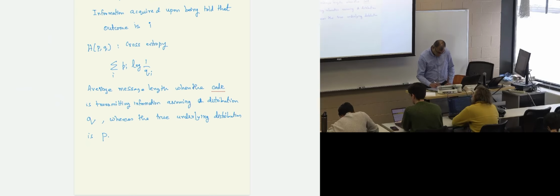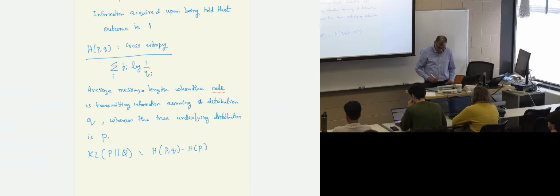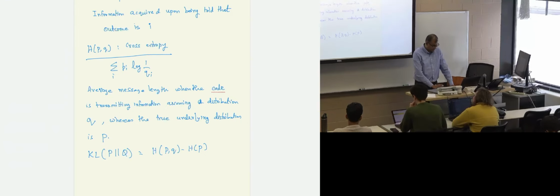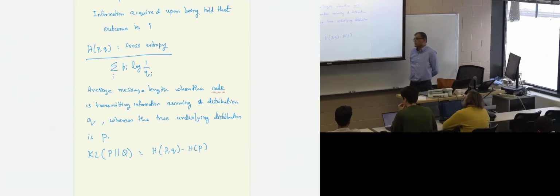And the difference between the two is the KL divergence. So KL divergence, again, there are different ways in which this is represented. I'll just use KL of Q, basically H of Q minus H of P. Okay? So KL divergence is really the excess bits. In a sense, it's the penalty you pay for using the suboptimal distribution.